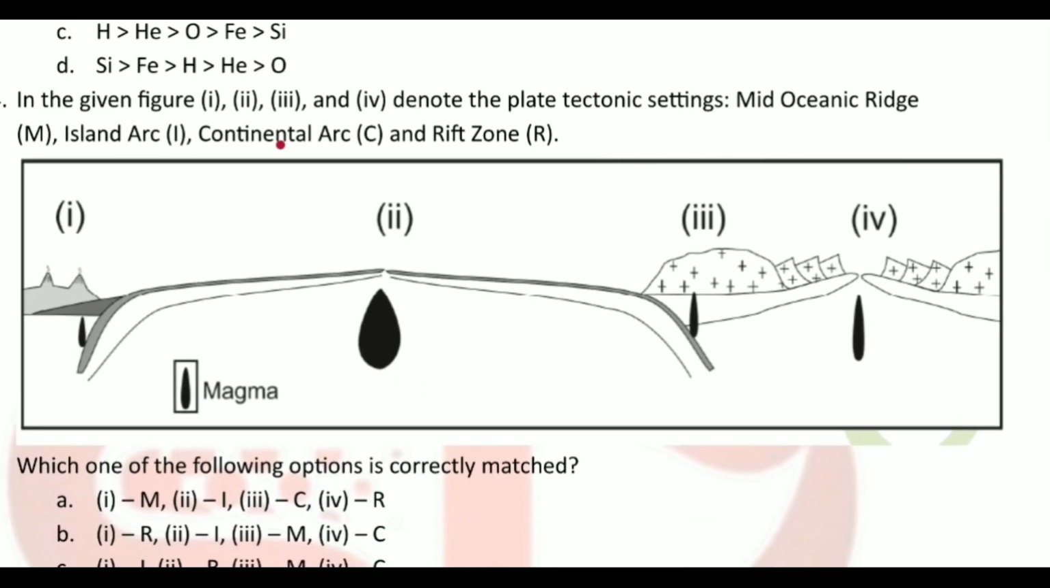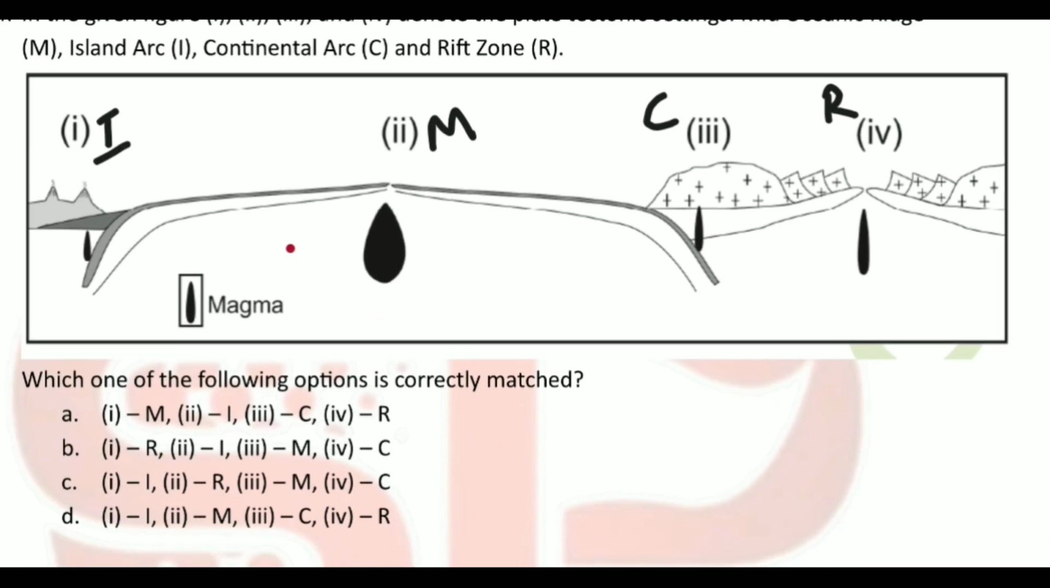In the given figure, first I, second I, third I, and the rest denote the plate tectonic settings. Mid-oceanic ridge is M. This will be the mid-oceanic ridge. Then island arc is I. This is the island arc. Then continental arc, this is the continental arc C. Then this is reef to shore R. So it will be I, M, I, C, I, V, R, and so it will be 4.